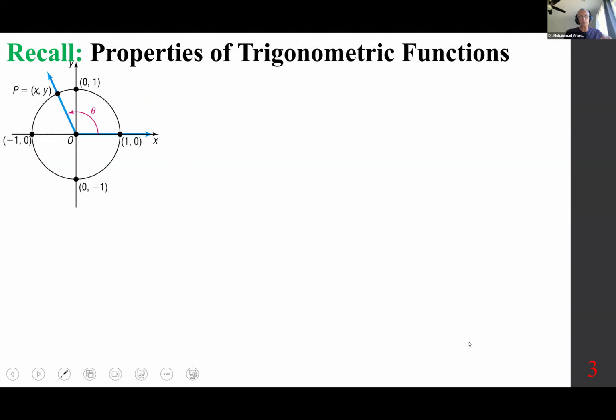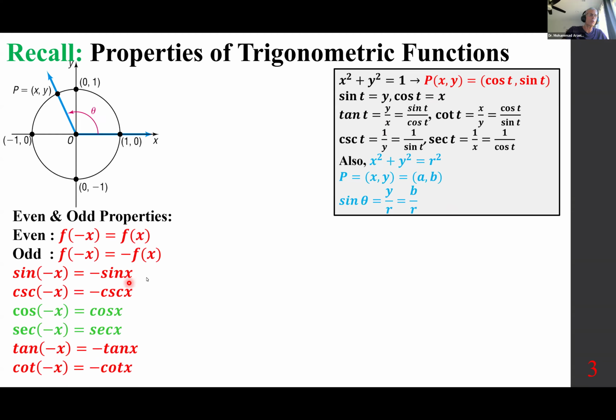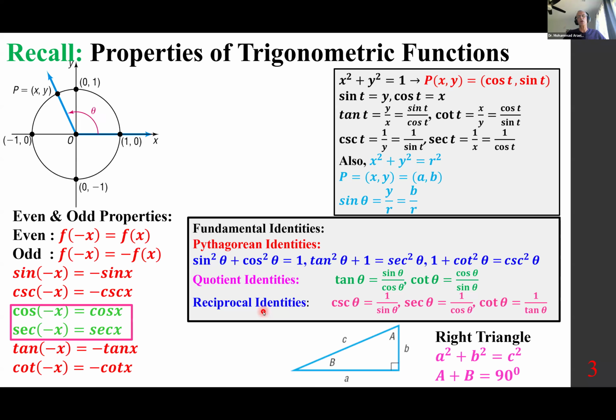Reminding you of properties of trigonometric functions. Trigonometric functions in essence follow the unit circle, a point having coordinates x, y, or cosine t, sine t. Sine represents y, cosine represents x, tangent is y over x, and the rest follow in the same manner. All trigonometric functions are odd except cosine and therefore secant. Fundamental identities such as Pythagorean identities, quotient identities, and reciprocal identities are discussed. When it comes to a right triangle, a squared plus b squared equals c squared, the Pythagorean theorem.